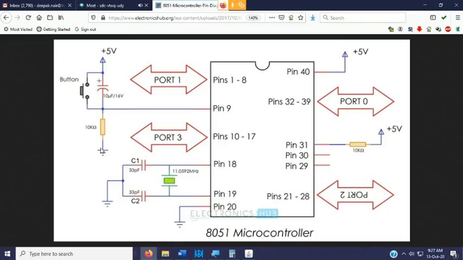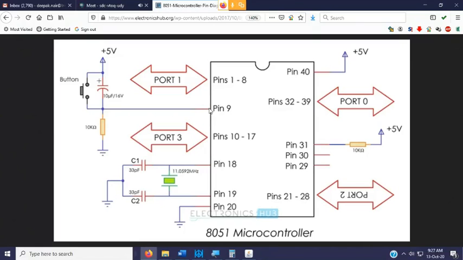10 kilo ohm. So by default when the power is on, the capacitor becomes an open circuit because you are connecting a DC voltage to that. So by default it is open circuit. But the moment you press this switch, the 5 volt reaches pin number 9, and that means the microcontroller resets.